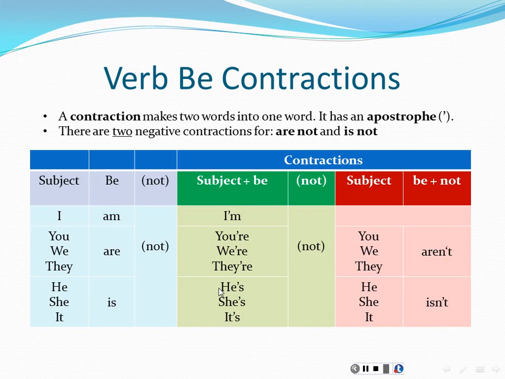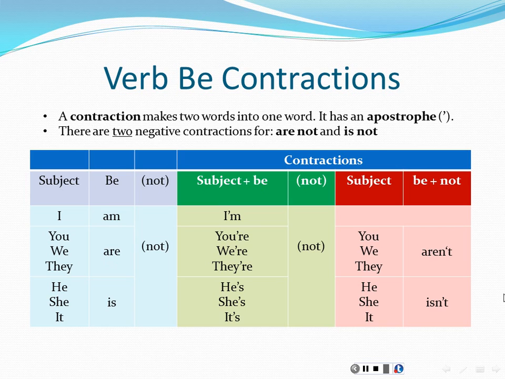While for the rest, للبقية, we have two forms. As we said here, there are two negative contractions for are not and is not. Are not, we have two forms, and is not, we have two forms. So, what are the forms? The two forms are you aren't, we aren't, they aren't. So, what we did, we make are and not into one word. We merge them together, we mix them together, we join them together.